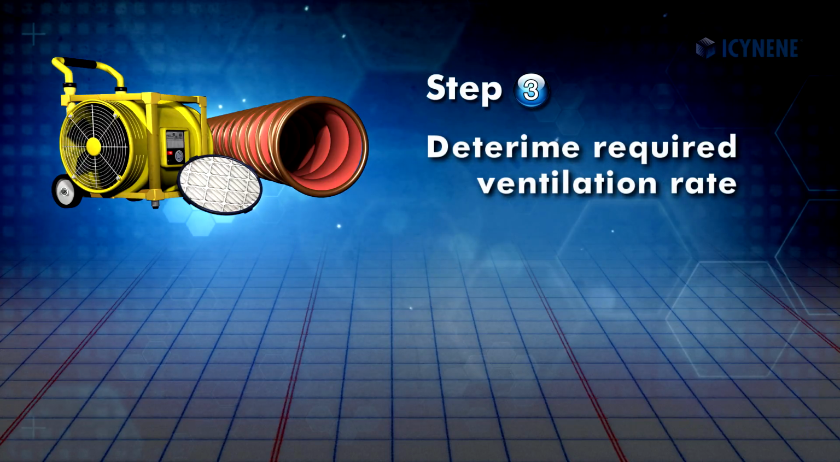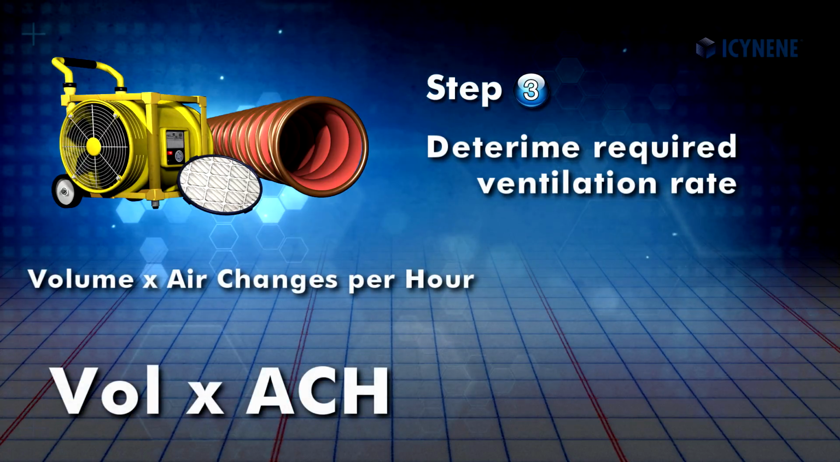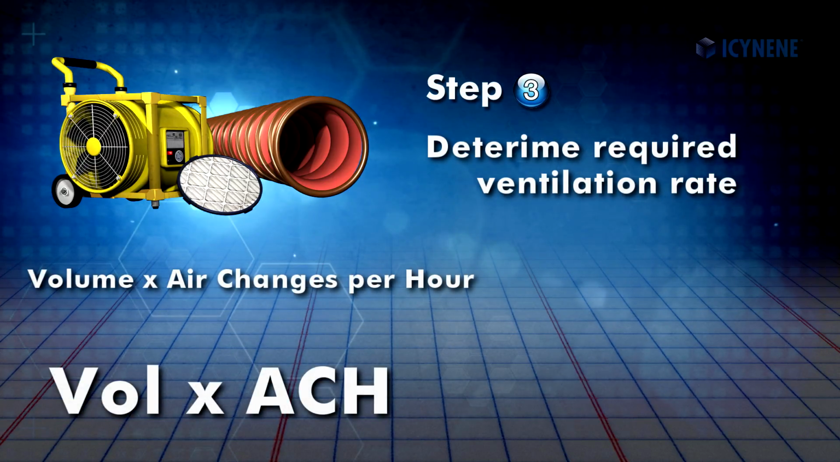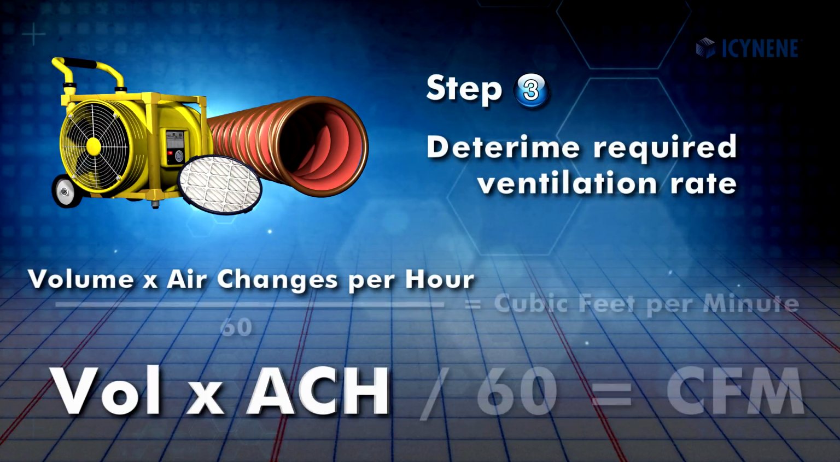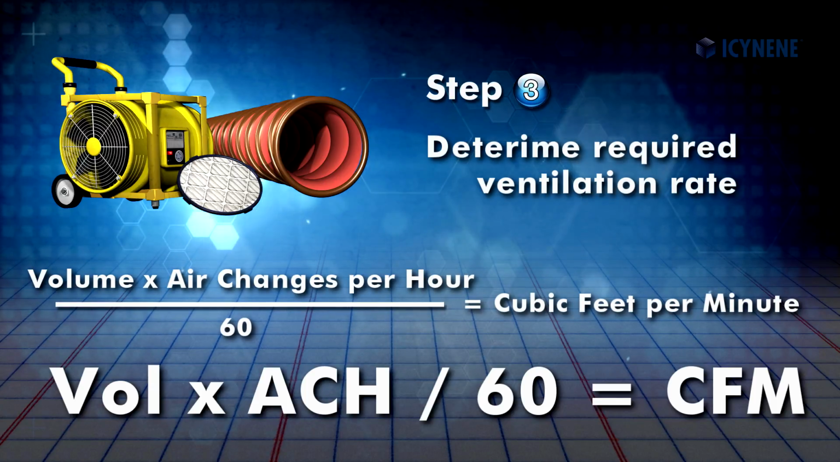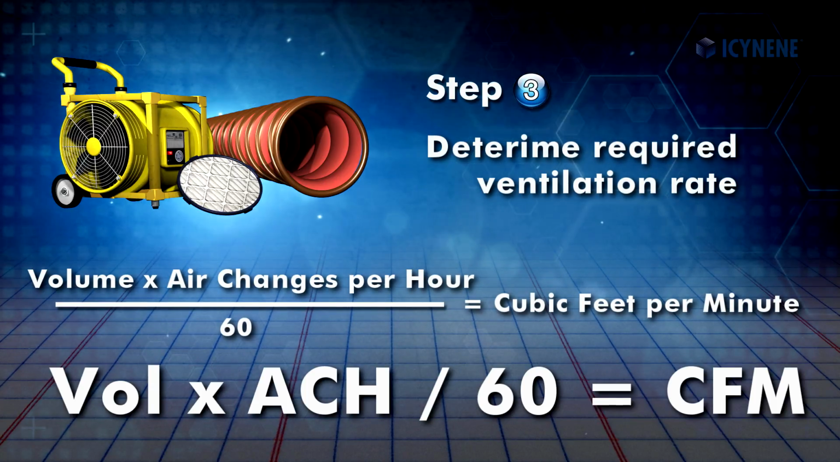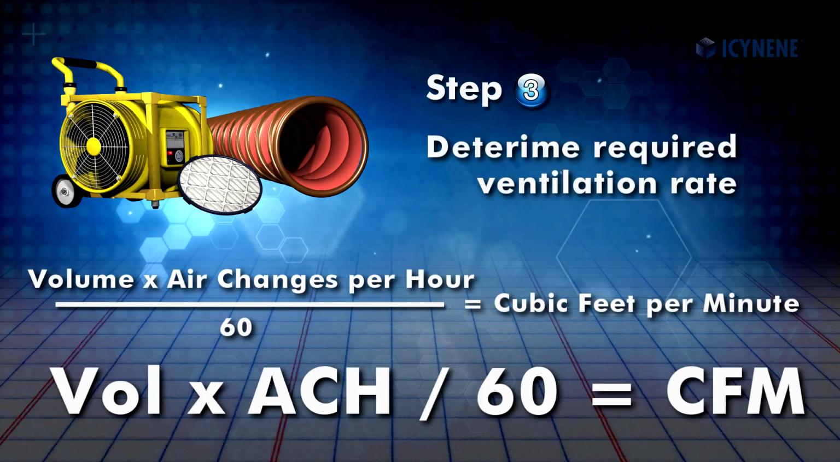To determine the required ventilation rate, multiply the volume calculated in the previous step by the desired air changes per hour, or ACH. Then divide this value by 60 to get the minimum required fan size in cubic feet per minute, or CFM.